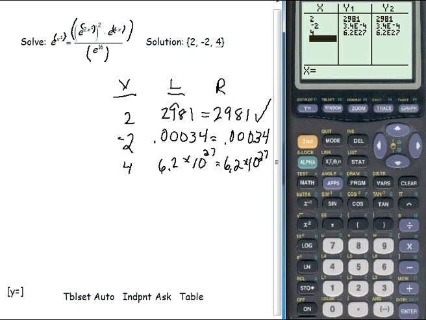So that's how you go about checking equations. You can also check log or natural log equations. Just put your left side in as y1 and your right side is y2, and only use the variable x.